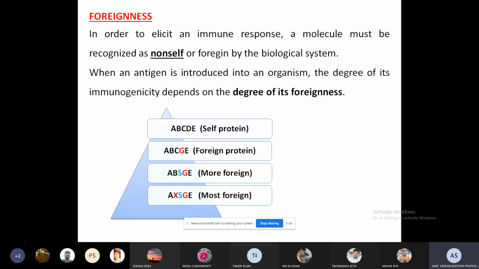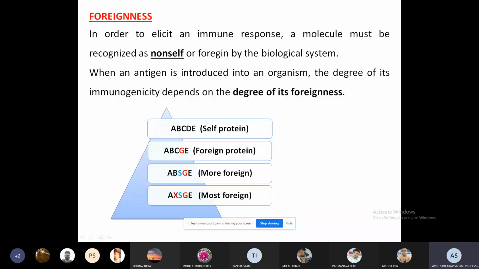Now, let's take this example. I hope you know that proteins are made up of amino acids. We have 20 different amino acids in our system, and all our proteins are combinations of those 20 amino acids in different lengths. So we are considering here one protein that is our own protein, say a muscle protein, that has an amino acid sequence A, B, C, D, and E. So 5 amino acids placed one after another form this protein.